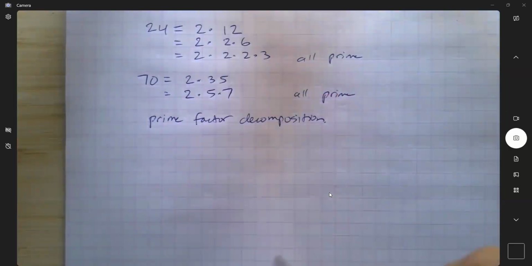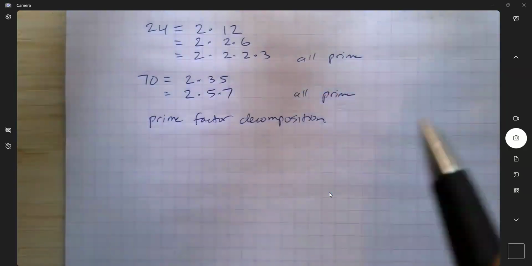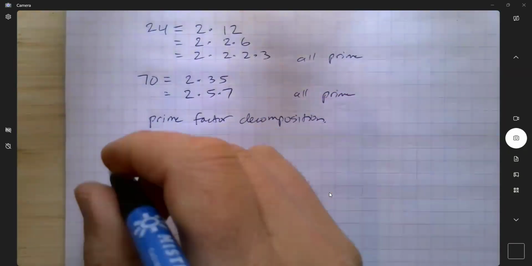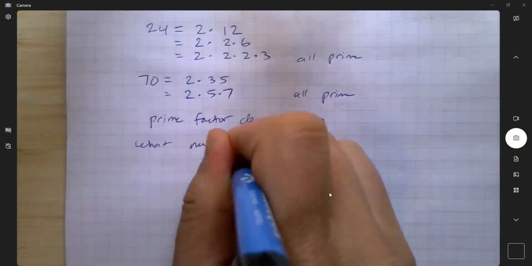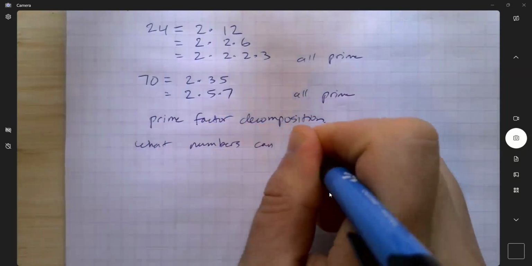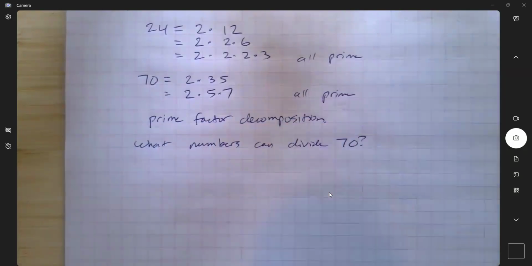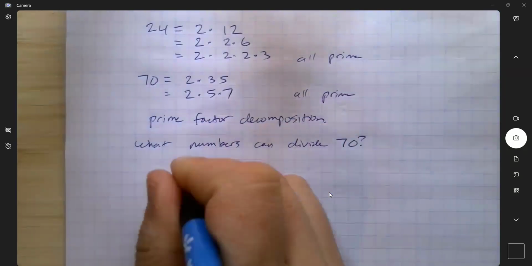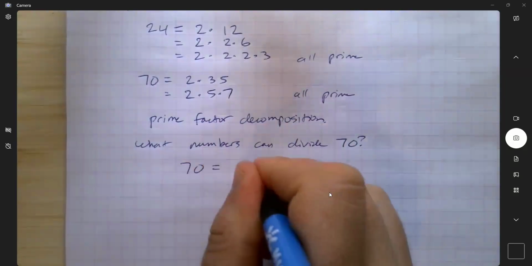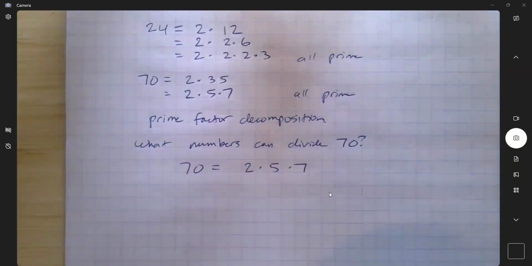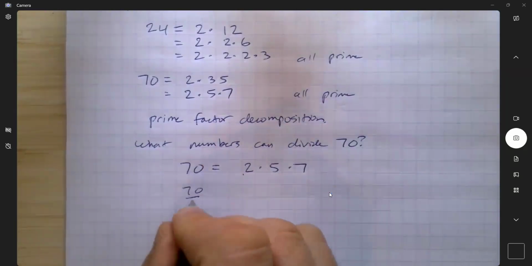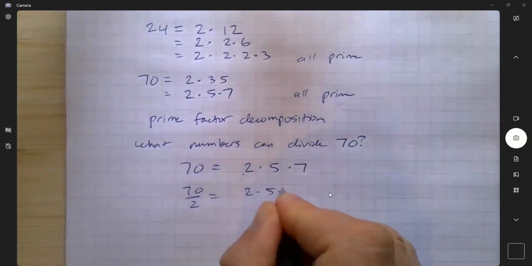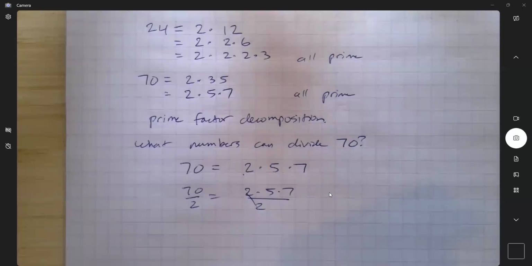And it seems abstract, but it's really useful when we need to factor things. For example, what numbers can divide 70? Well, 70 I can write as 2 times 5 times 7. Well, that means 2 can divide 70 because 2 is one of its prime factors.